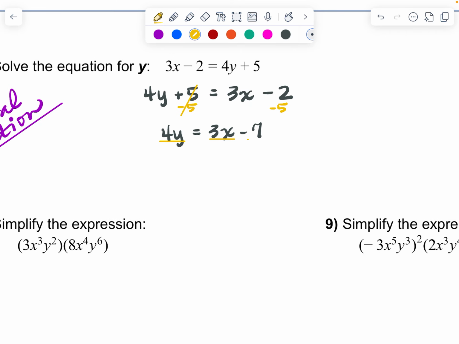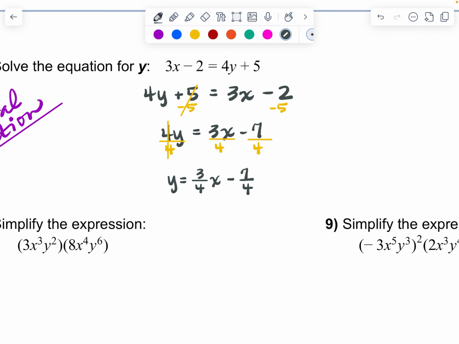And then I need to get rid of that 4 multiplier on the y, so I'm going to divide every single term, because whatever you do to one term, multiplying or dividing wise, you have to do to everybody. So the 4's cancel, and I'm left with y equals 3/4 x minus 7/4. I can't really do anything with the 3/4 or the 7/4.